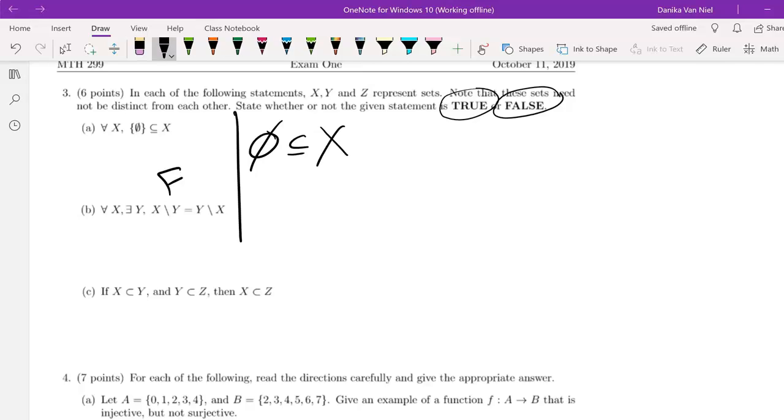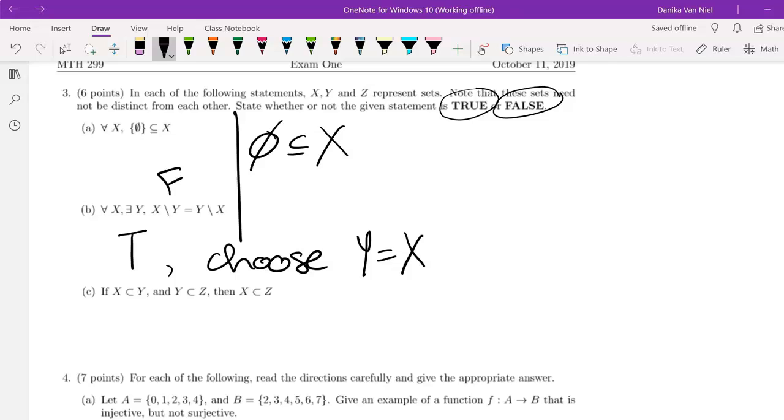So for all x, there exists a y such that x minus y equals y minus x. Yes, that's true. In fact, you could choose y to equal x. So some evil scientist hands me an x, I'm just going to hand them a y that equals x, and then that's going to be true. Alright, so if x is a subset of y and y is a subset of z, then x is a strict subset.